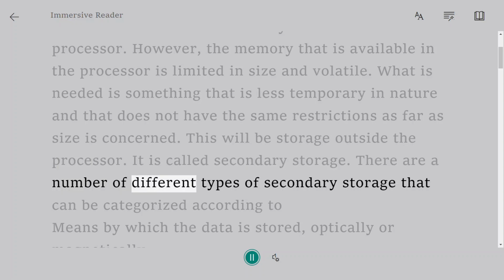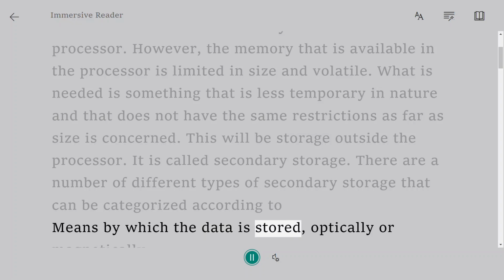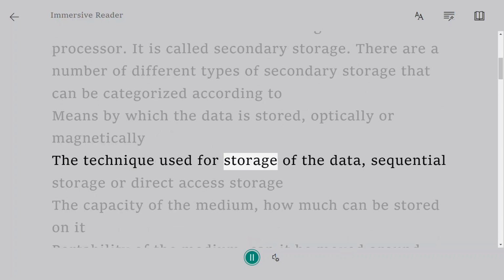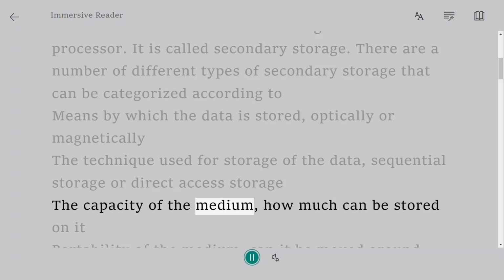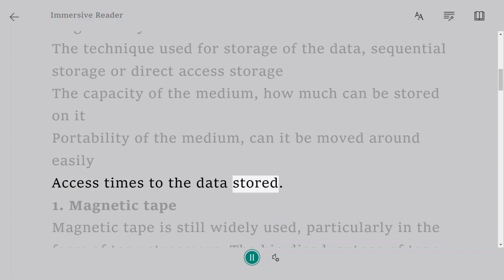There are a number of different types of secondary storage that can be categorized according to the means by which the data is stored, optically or magnetically; the technique used for storage of the data, sequential storage or direct access storage; the capacity of the medium, how much can be stored on it; portability of the medium, can it be moved around easily; and access times to the data stored.